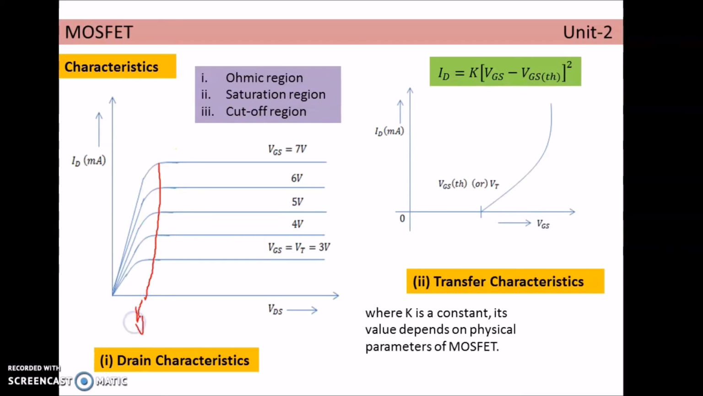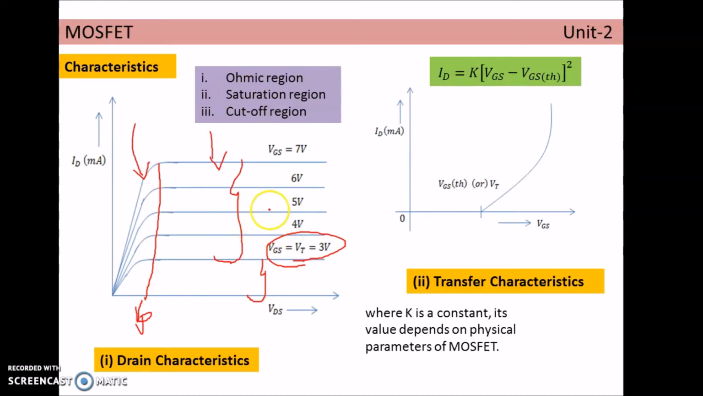Pinch off voltage is the VDS voltage at which the physical continuity of the channel gets disturbed, and the current starts to remain constant. And this region of operation is called the ohmic region, and this region is the active region, and this region of operation is called the cutoff region, because for any value of VGS less than 3 volts the transistor is said to be in off condition, so we can say that is the switch cutoff region. And this is the drain characteristics of the MOSFET.